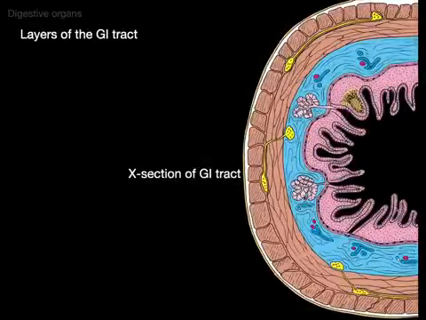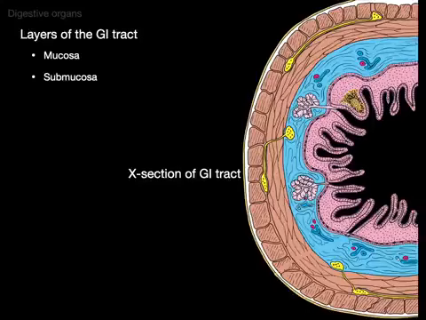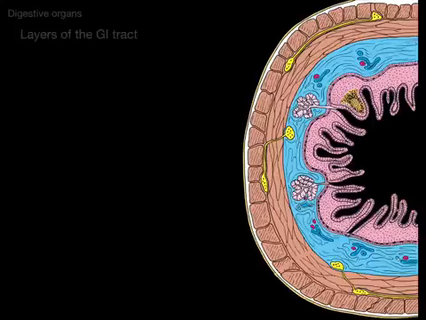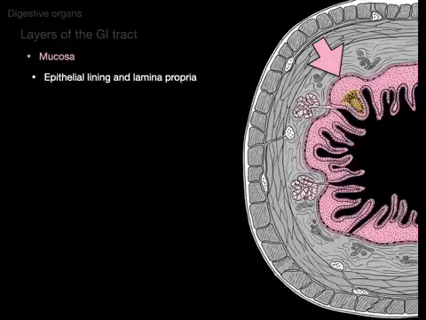That's a nice transition to a little tangent where we're going to talk about the layers of the GI tract. Here's a cross-section of the GI tract, and there are 4 layers that we're going to go over. The first, mucosa; second, submucosa; third, muscularis externa; and finally, the serosa. Let's start with the mucosa there in pink. The mucosa is lined with epithelium. That's the part that's lining the lumen.